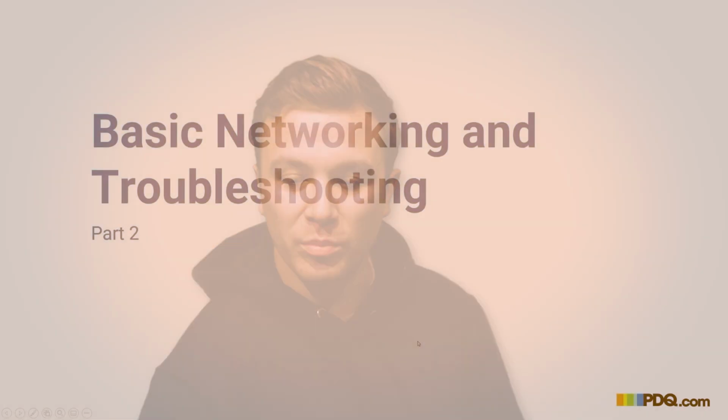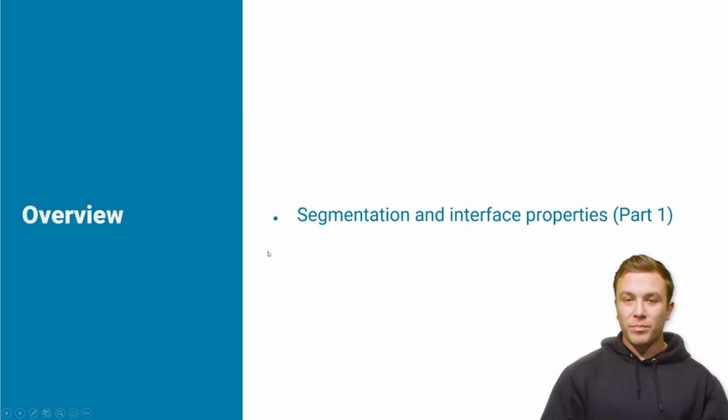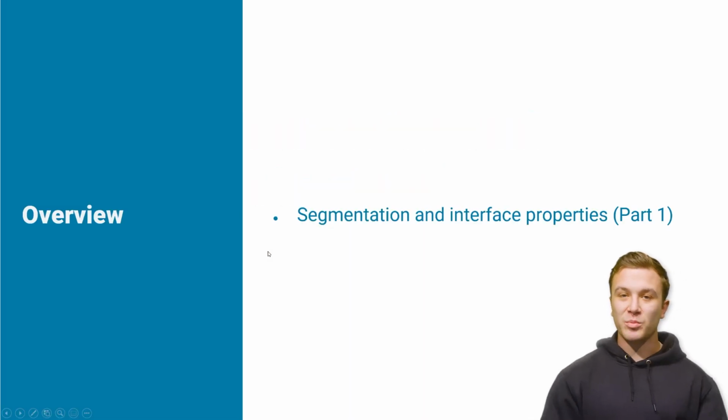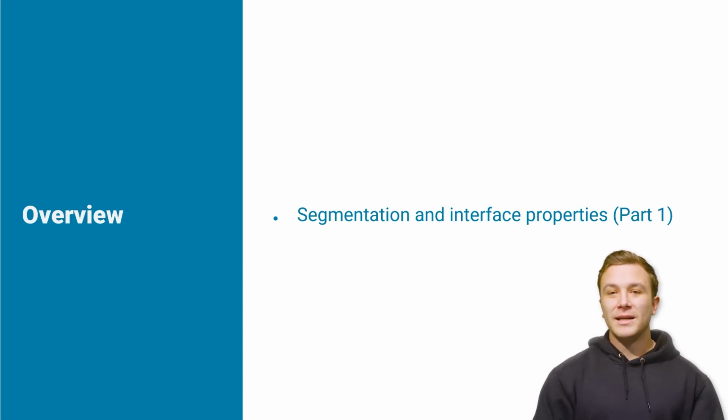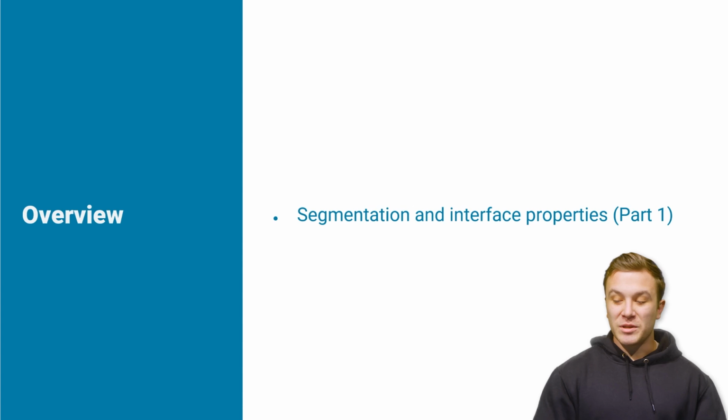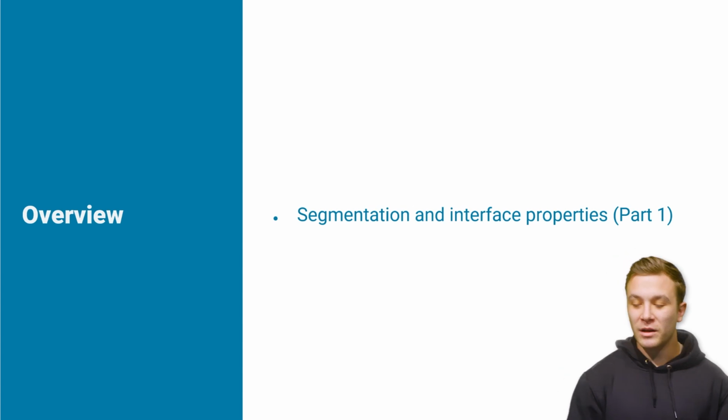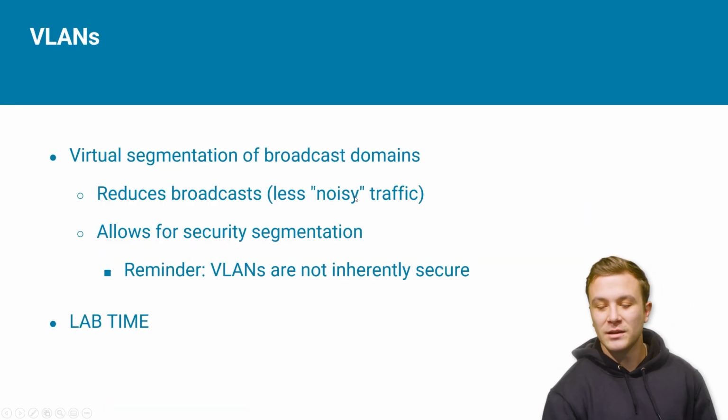So to go into what we're going to talk about today just a little bit, we're going to touch on segmentation and interface properties. Now it says part 1 because next time we've got a little bit more within that realm. But today we're going to talk about specifically VLANs and trunking and how you can accomplish that in your network. So let's go ahead and get started.